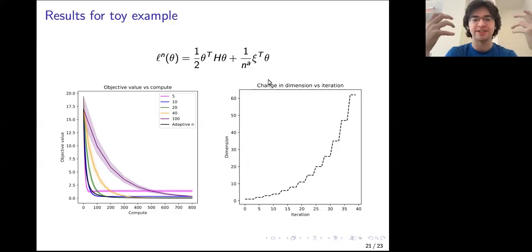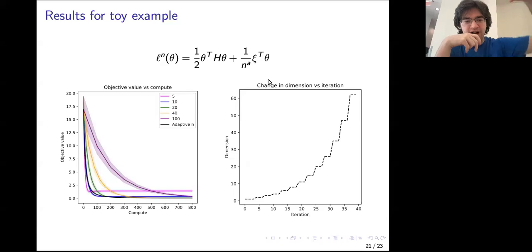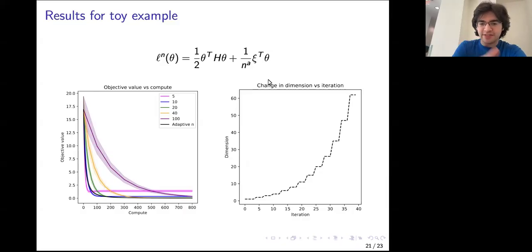And using our method in this case, which matches the assumptions but is very simple, we get that our adaptive algorithm performs very well with respect to compute. As you can see, it's near the bottom of that graph there. And you can see on the right, the way that the dimension schedule increases throughout training. You can see it gradually increases the dimension as the objective value goes down and the dimensional efficiency goes down. And so this gives a nice proof of concept of why this method works.